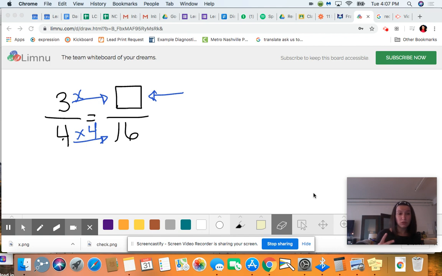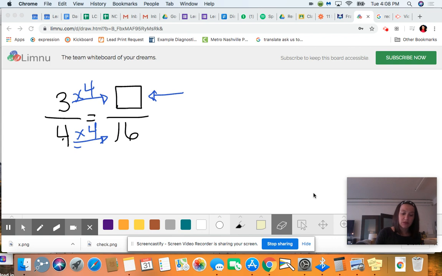Is it 2? Is it 3? How will I know? I remember that when I'm working with equivalent fractions, the number in the numerator and the denominator have to be the same when I multiply. So if I multiply times 4 in the denominator, what do I need to multiply by in the numerator so that they are equivalent? You should have 4.